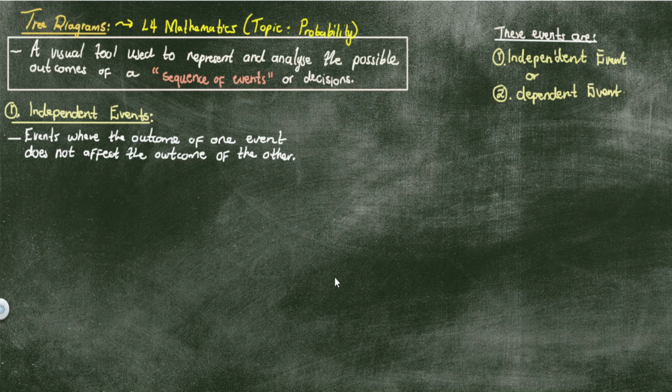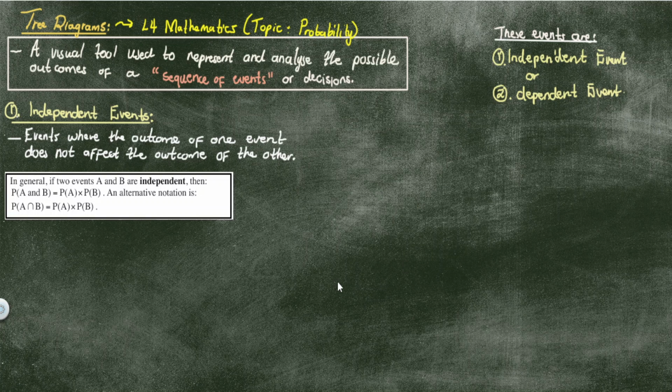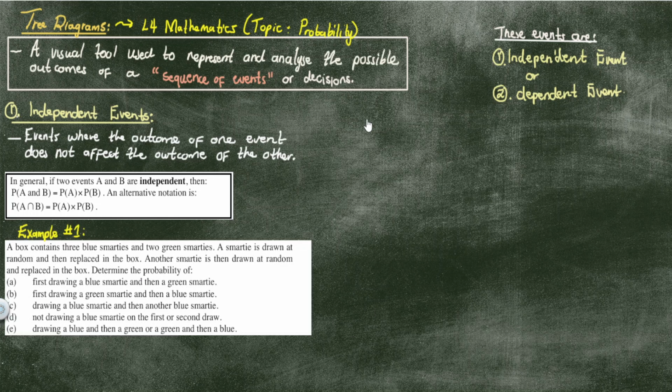Okay, so generally, let's say we have two events, A and B, and we say those events are independent. It simply means that the probability of A and B is equal to the probability of A multiplied by the probability of B. This is how we calculate independent events, right? So I think it will be better to discuss this thing over an example, ne?